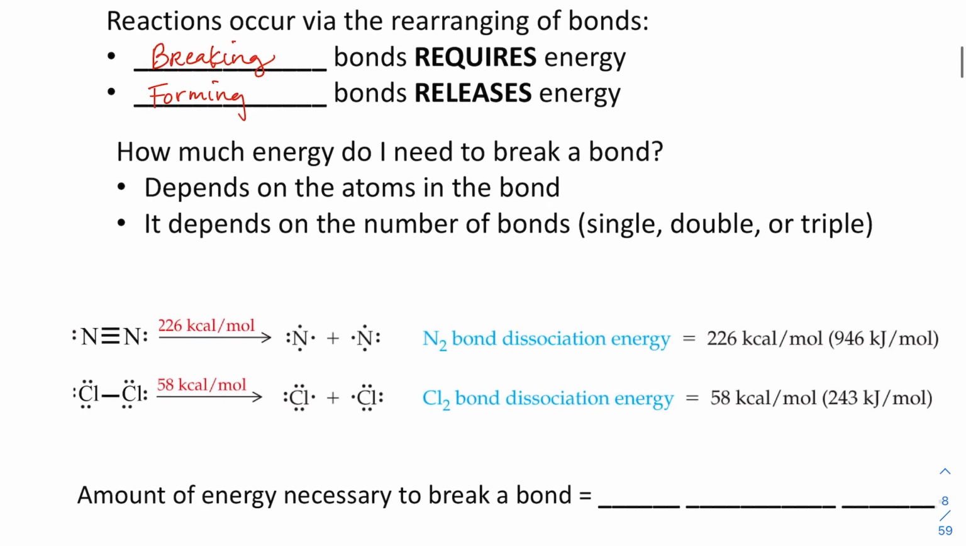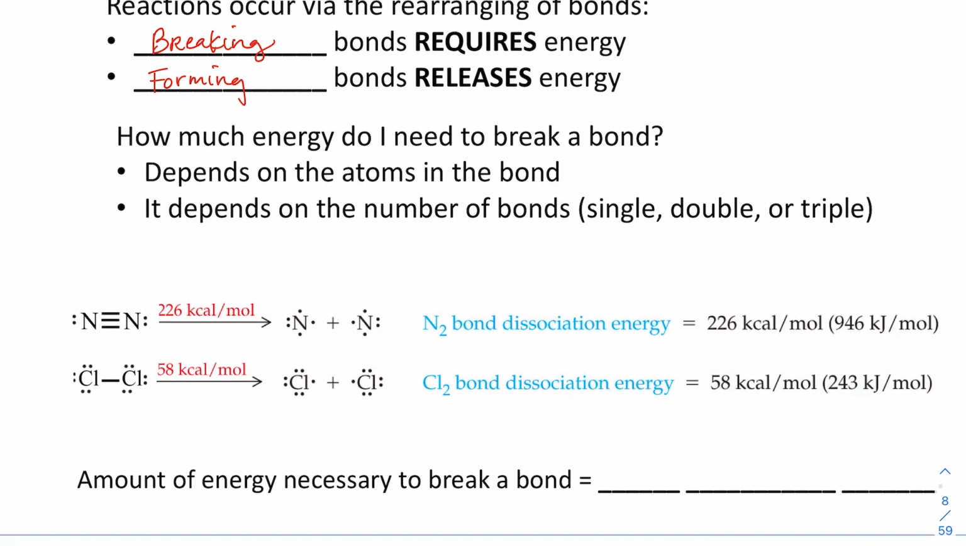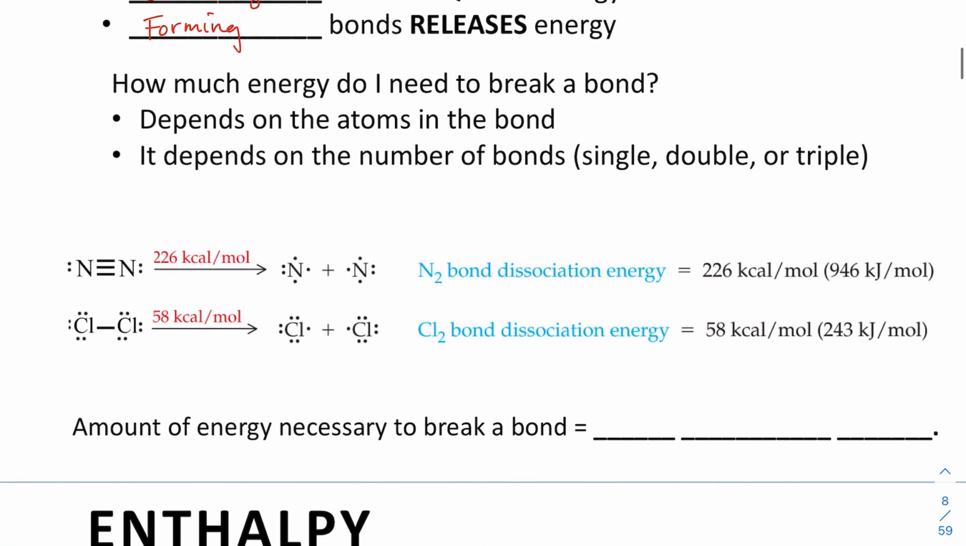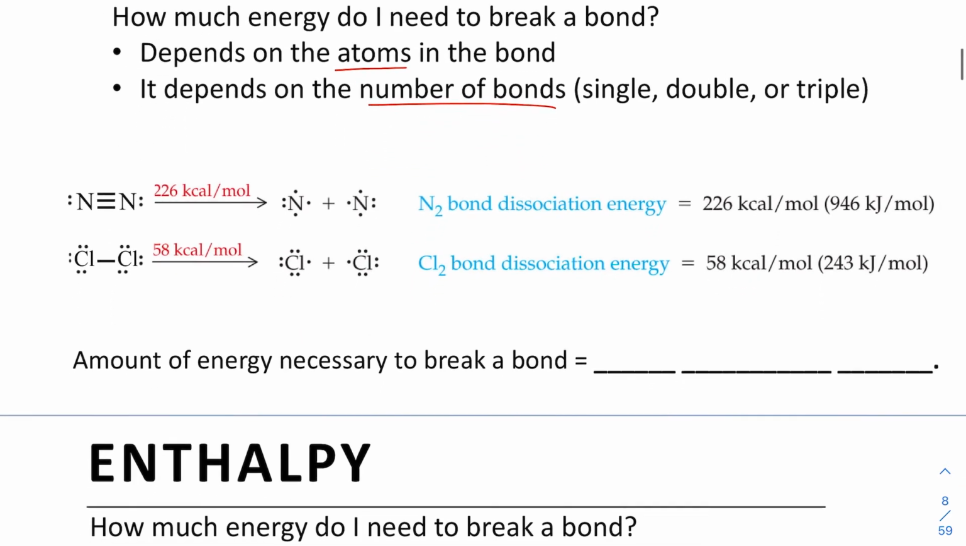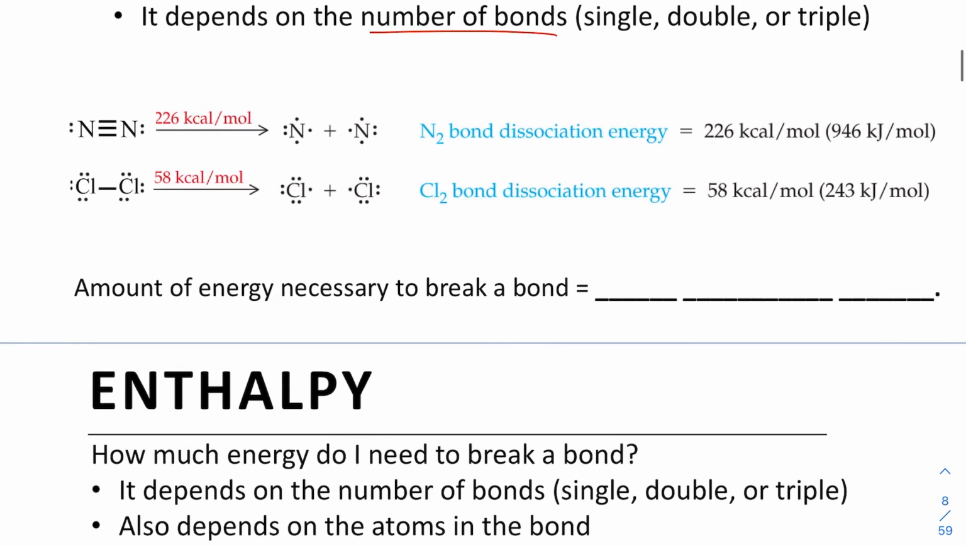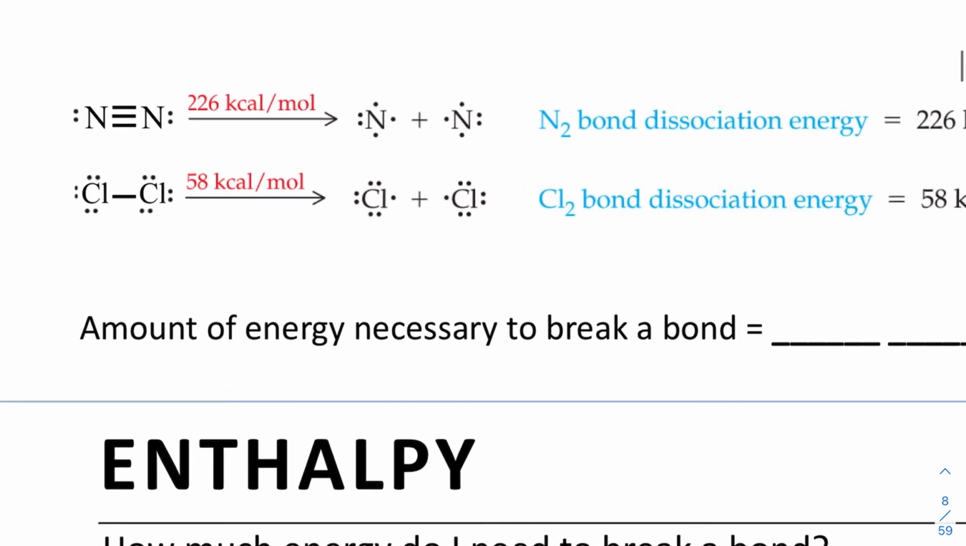Now, how much energy are we talking? How much energy do we need to break a bond? And the answer is it just depends. It depends what atoms are in the bond, and it depends how many bonds you're trying to break, like if it's a single, double, or triple bond. So let's look at the picture right here with nitrogen and chlorine.